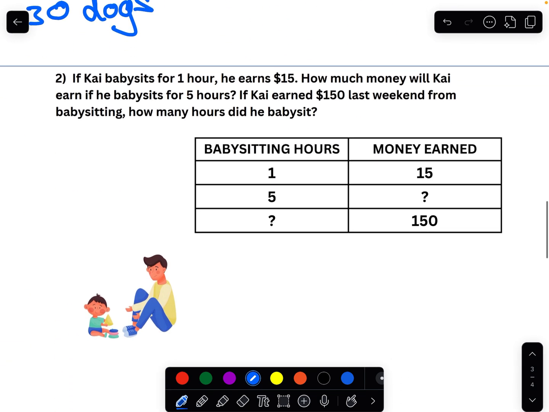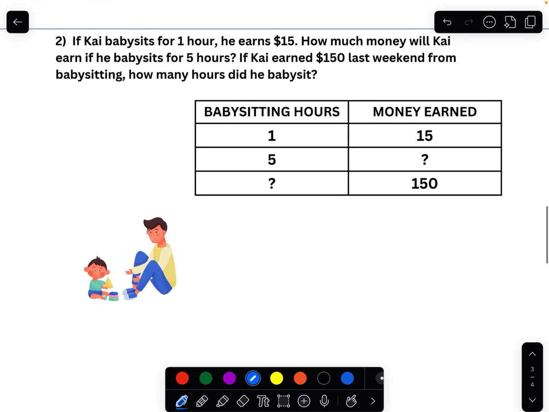All right, let's go to a slightly harder example. Again, a problem I gave my class. If Kai babysits for 1 hour, he earns $15. How much money will Kai earn if he babysits for 5 hours? And if Kai earned $150 last weekend from babysitting, how many hours did he babysit?